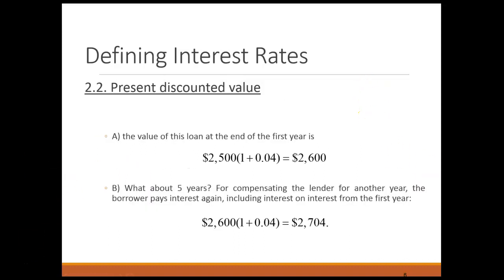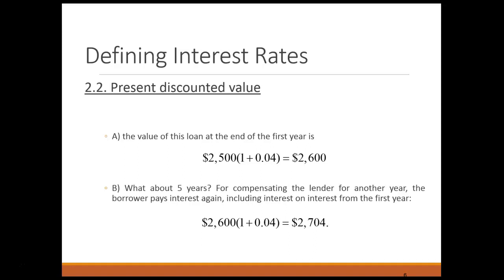Now, the first case should be pretty straightforward. If you borrow $2,500 today at an interest rate of 4%, you have to pay back the $2,500, and you have to pay back 4% of $2,500, which happens to be $100. So the overall amount you pay is $2,500 times 1 plus 0.04, the interest rate, which is equal to $2,600. Easy question. What about case B, the maturity case of 5 years?